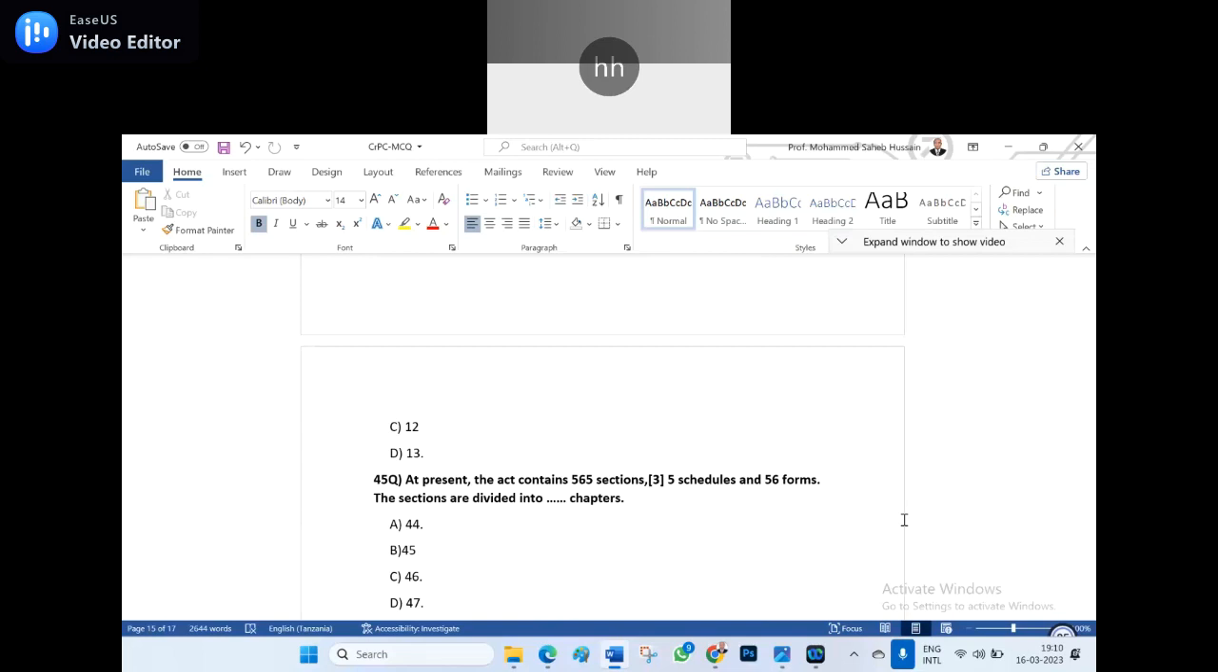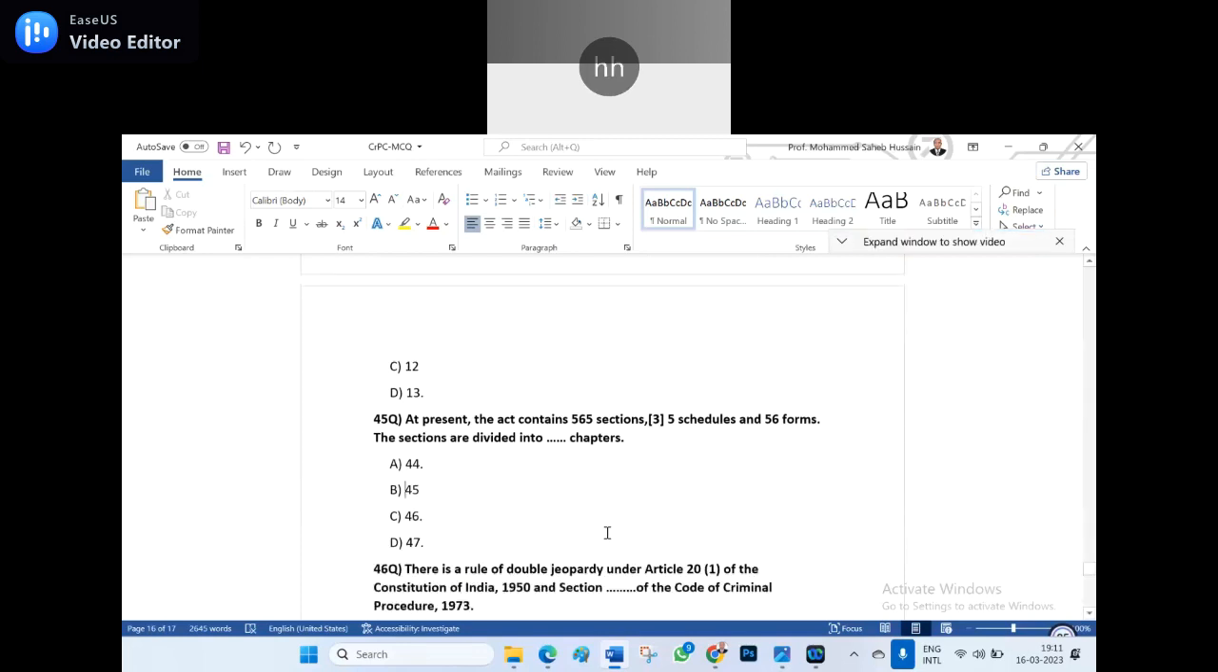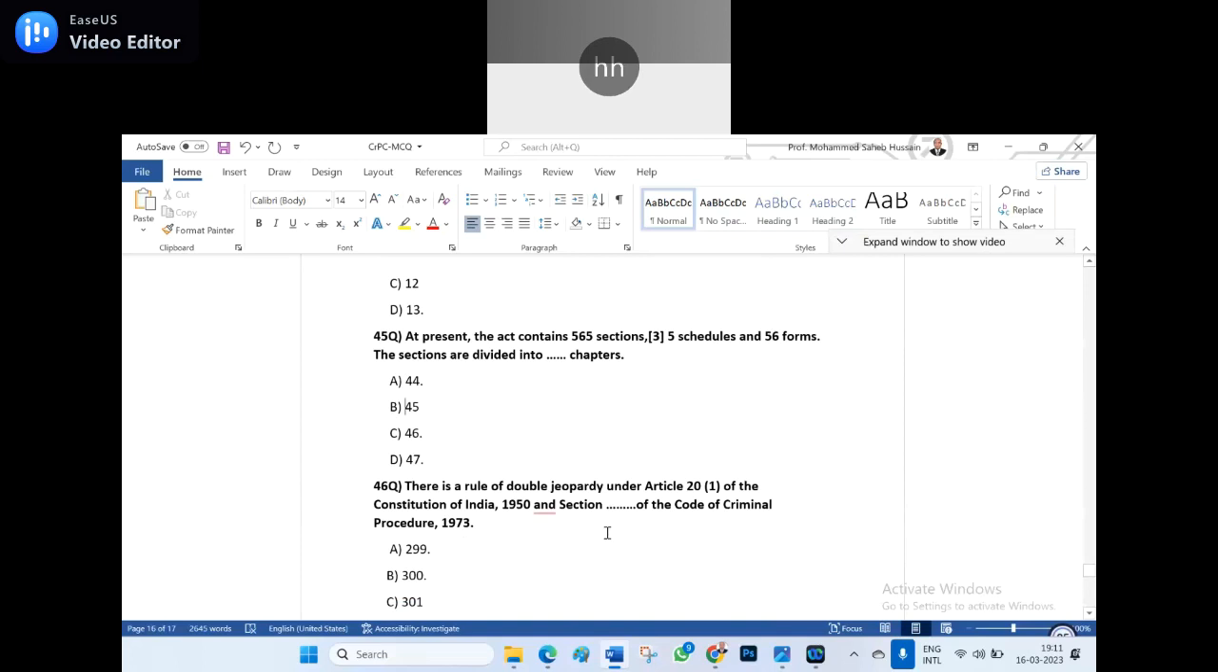At present, the Act contains 565 sections and 5 schedules and 56 forms. The sections are divided into dash chapters. A, 44; B, 45; C, 46; D, 47. C, 46. Repeat. C, 46. Yes, 46 chapters are there. So that is the answer.